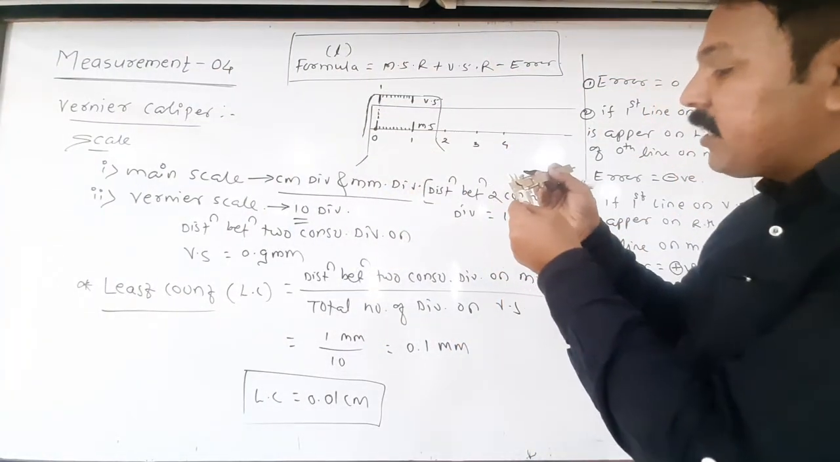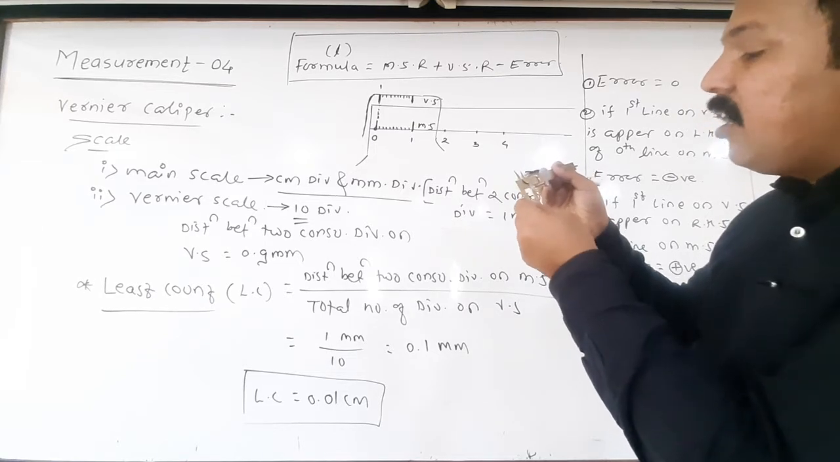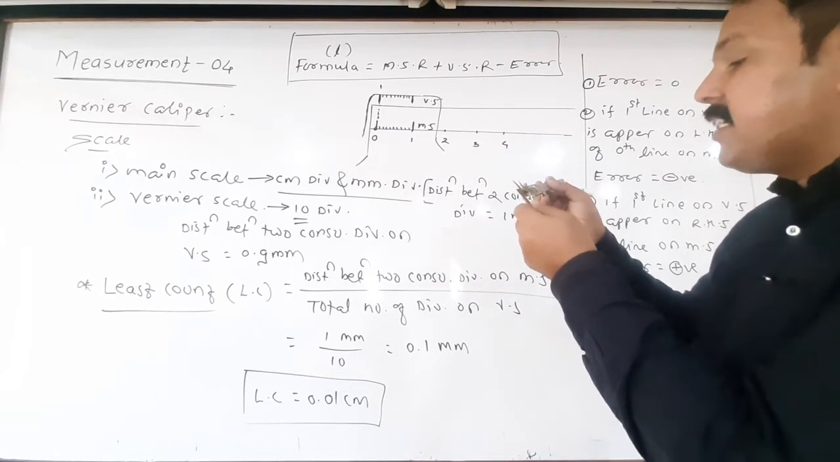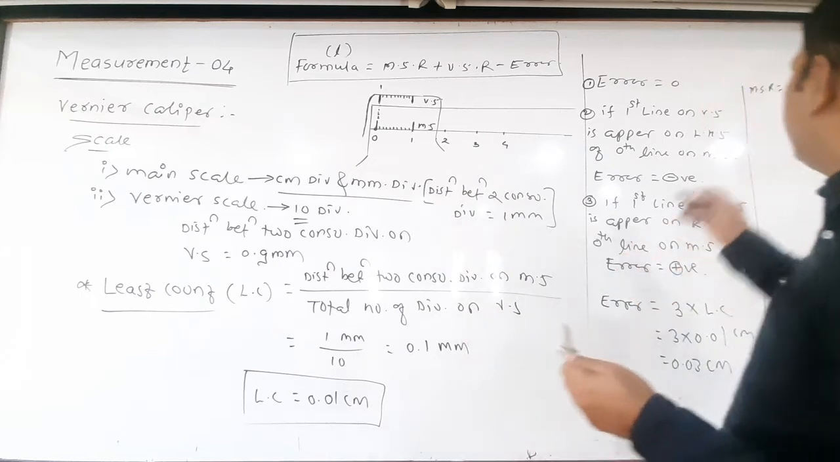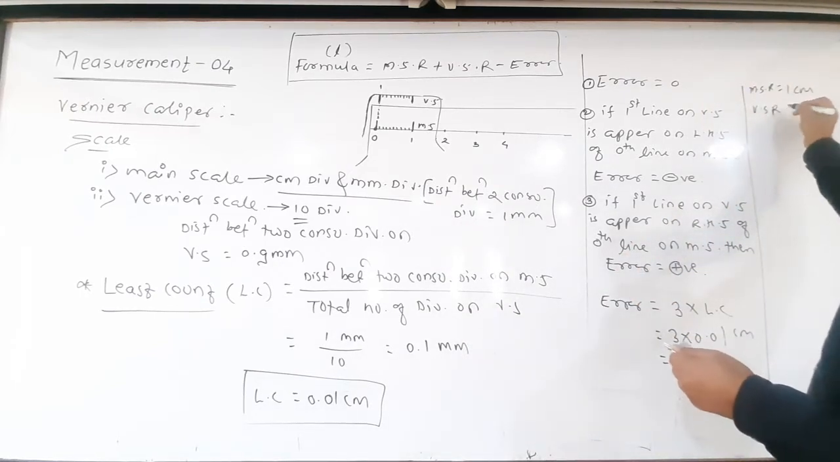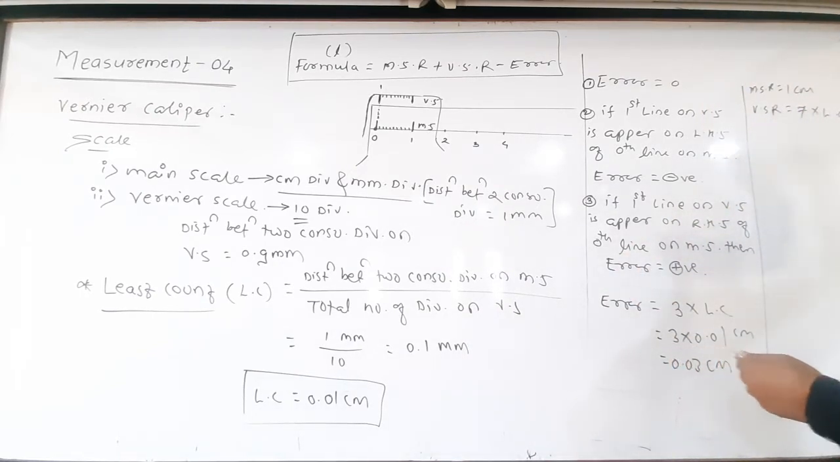Here it has been observed that the 7th division on the vernier scale is matching exactly with the corresponding line on the main scale. Means what is VSR? VSR is equal to 7 into least count. The 7th division is matching, so it is equal to 7 into 0.01, that is 0.07 centimeter. Have you got it?